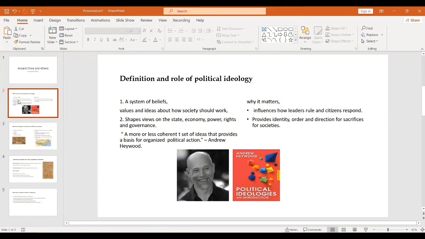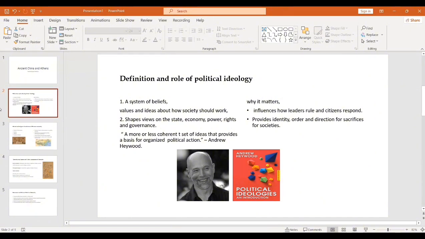We will discuss political ideology, what it is and why it matters. Political ideology is a system of ideas, values, and beliefs about how society should function. It shapes how people think about power, governance, rights, and social order. According to Andrew Heywood, it's a more or less coherent set of ideas that provides a basis for organized political action. In ancient China, political ideology played a powerful role in shaping monarchy. It gave meaning to leadership and explained why emperors had the right and even the duty to rule.